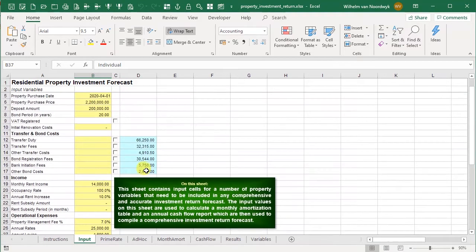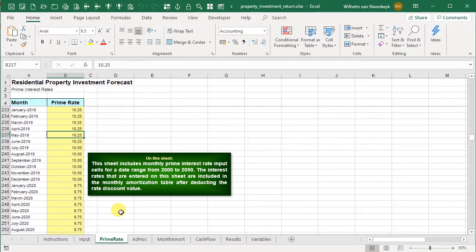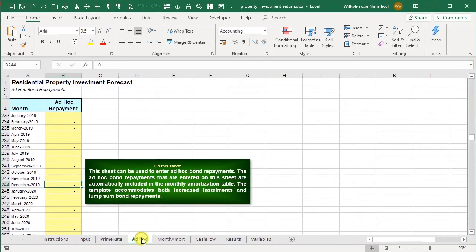Okay, so that's all your input assumptions on the input sheet. Then the second sheet is for the prime interest rate. You enter your monthly prime interest rate on this sheet. The next sheet is the ad hoc repayments. The bond repayments or the home loan repayments will be calculated based on an amortization table. If you have ad hoc payments that are made on top of the required bond repayments, you can enter those on this sheet.